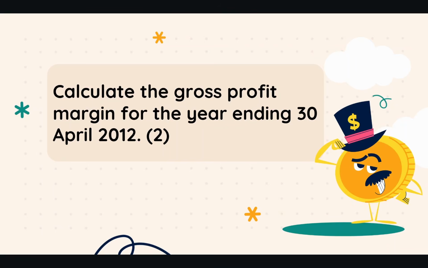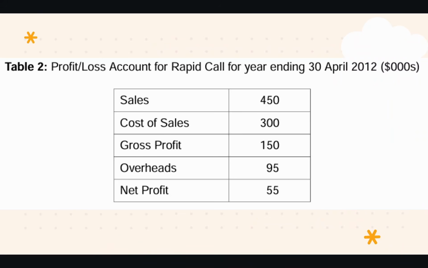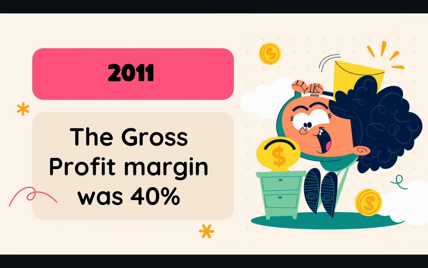Question time. Calculate the gross profit margin for the year ended 30 April 2012. This is for 2 marks. Here they give us a table with information that we're going to need: the sales, cost of sales, gross profit, overheads, net profit. They also tell us that the gross profit margin was 40% in 2011.